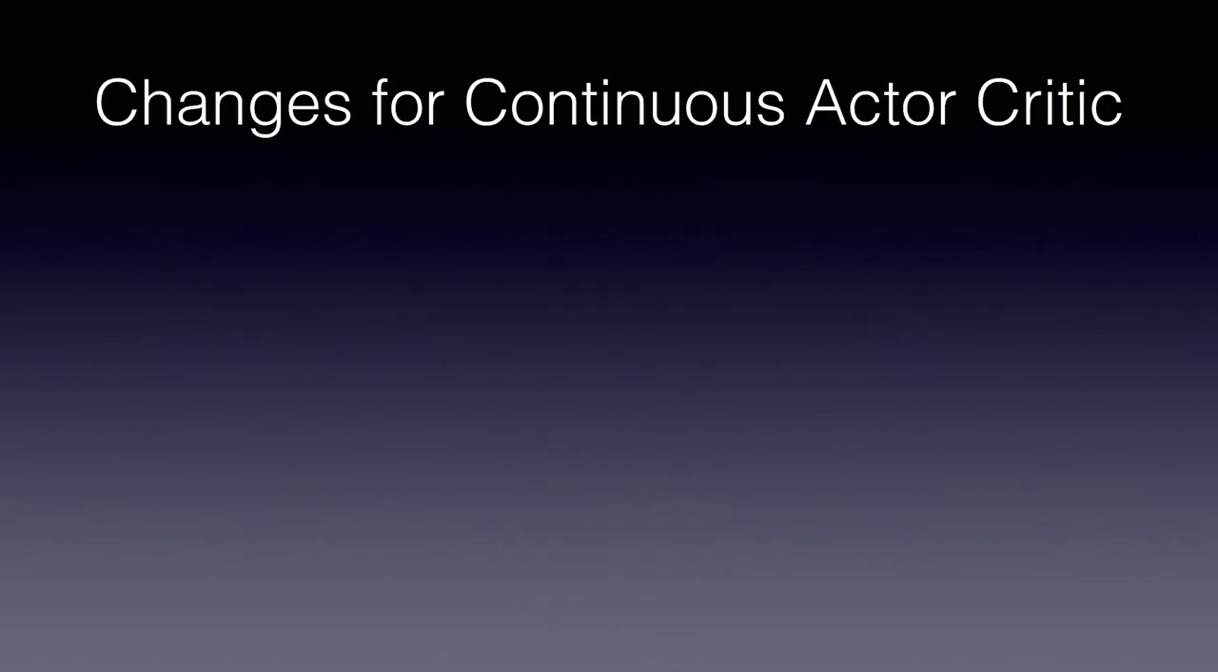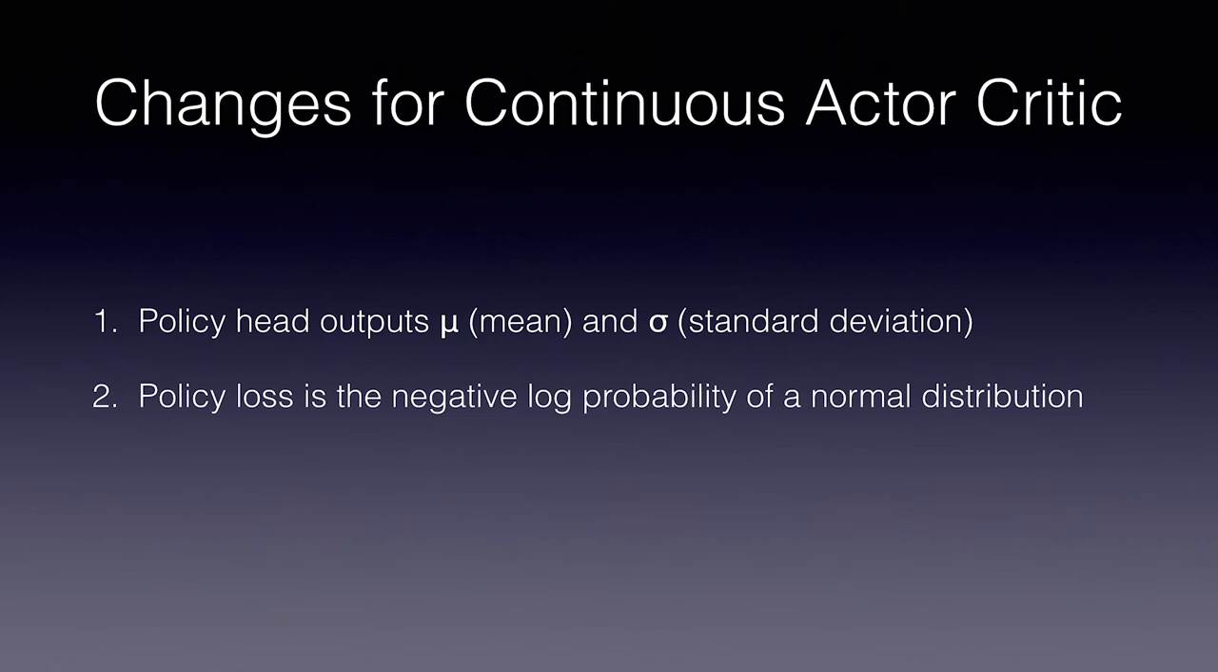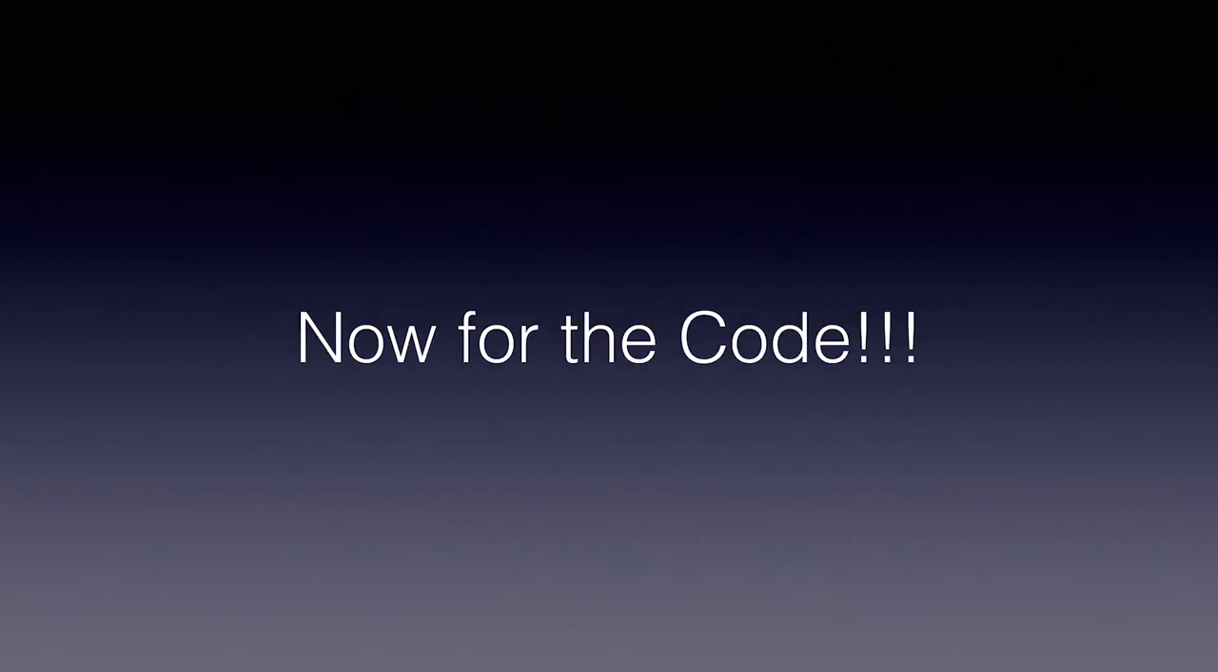So, in summary, to make your actor critic work with continuous actions, there's really only three things you need to change. One, modify your policy head to output mu, the mean, and sigma, the standard deviation, of each continuous action. Two, modify the loss function to the negative log probability of the normal distribution. Three, modify the entropy bonus to the entropy of a normal distribution. And that's all there is to it. We use stochastic gradient descent just as before on the modified loss function. Let's look at the code.